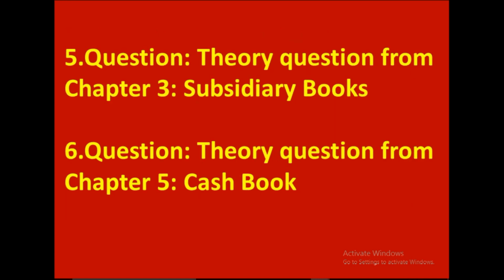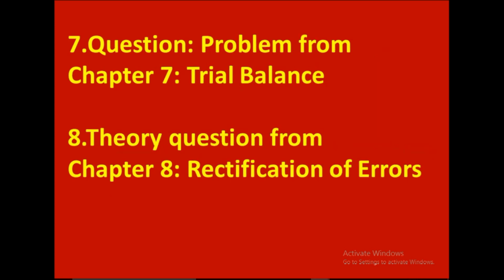Fifth question will be a theory question. It comes from chapter 3, Subsidiary Books. Sixth question will be a theory question. It comes from chapter 5, Cash Book. Seventh question, you will get a problem from seventh chapter, that is trial balance. Eighth question, a theory question comes from chapter 8, Rectification of Errors.